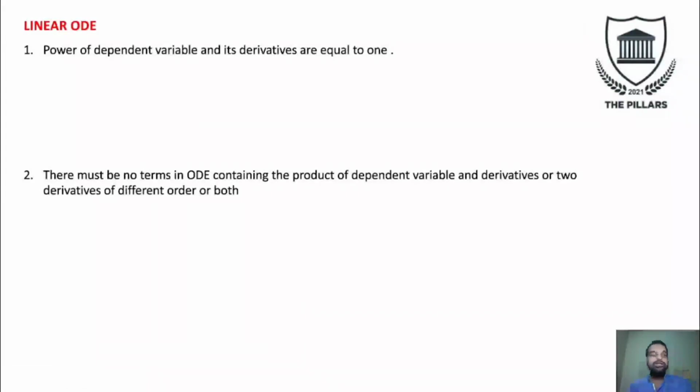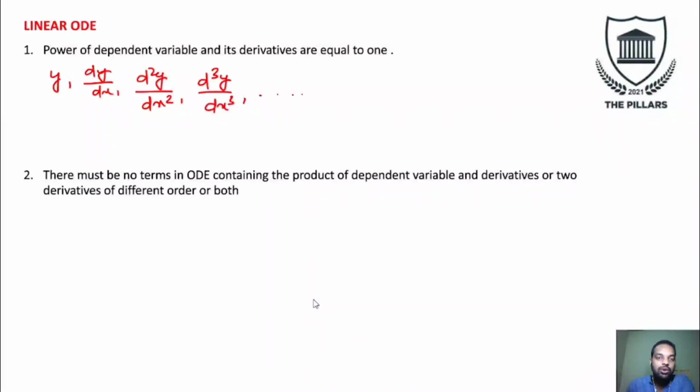So what is a linear ordinary differential equation? For an ordinary differential equation to be a linear ordinary differential equation, it has to satisfy 2 points. One is the power of the dependent variable and its derivatives must be equal to 1. It has to be equal to 1. So what is it saying? This differential equation must contain y, dy by dx, d square y by dx square, d cube y by dx cube, and so on.